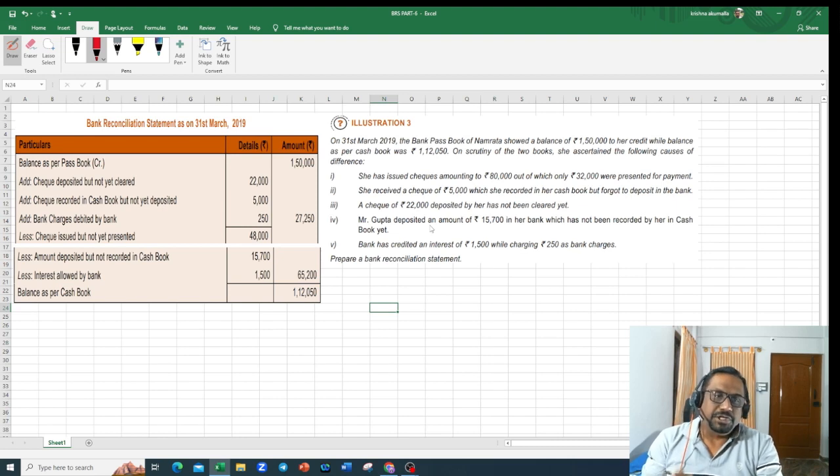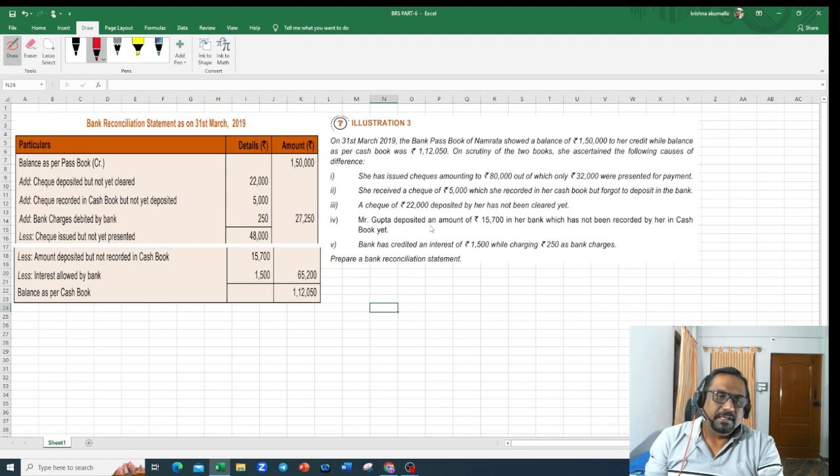Second point, she received a check of 5,000 rupees, which she recorded in her cash book, but forgot to deposit in the bank. She got the check. As soon as she received the check, she thought she was going to the bank and deposit that, and immediately recorded it in her cash book, but she did not deposit that in the bank. She didn't take that check along with her to the bank for depositing. So that is the second point.